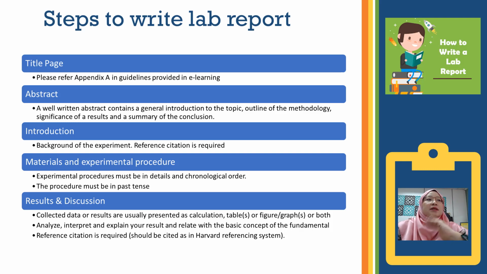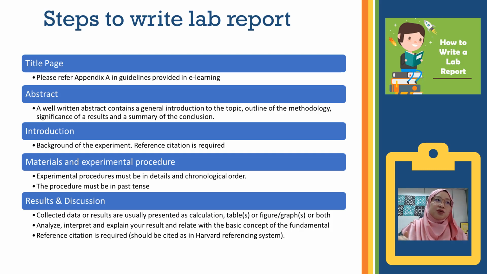Then after the abstract, you need to have an introduction. So what do you need to put in the introduction? Basically, the introduction is mainly about the background of the experiment. For example, if you are doing emulsion polymerization, the background will be about the fundamentals of emulsion polymerization itself. For the introduction, you need to put a citation. For the abstract, you don't need to put a citation.